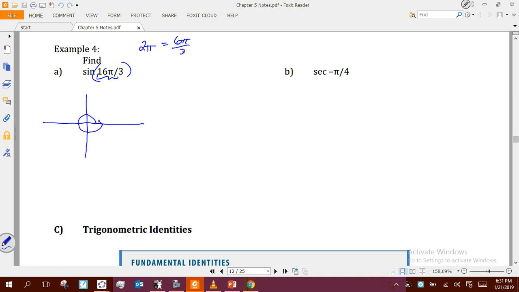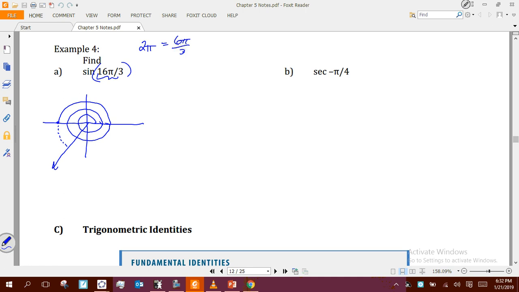Okay, so there's, like I said, 6 pi over 3, 12 pi over 3, this would be 15 pi over 3. Okay, so to get 15 pi over 3 to 16 pi over 3, I need to go another, that's got to be pi over 3 radians. So there would be my terminating ray.